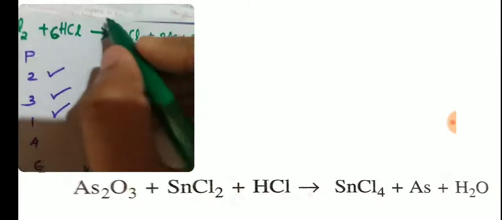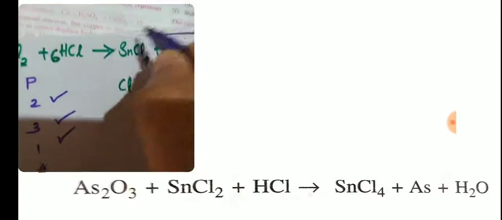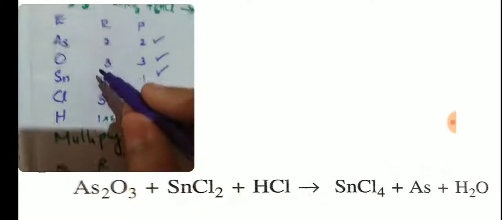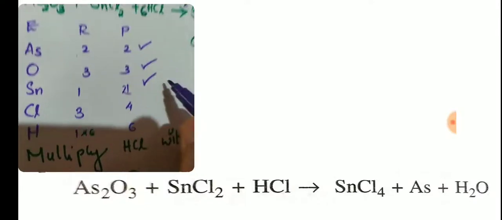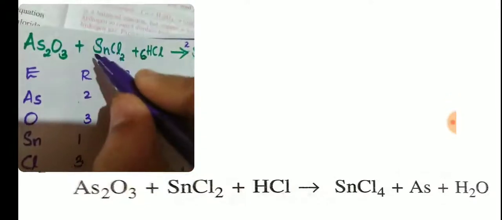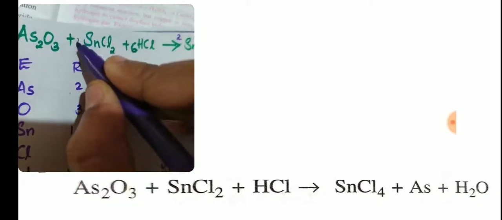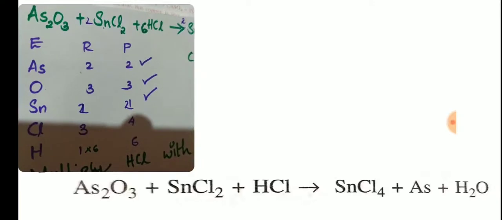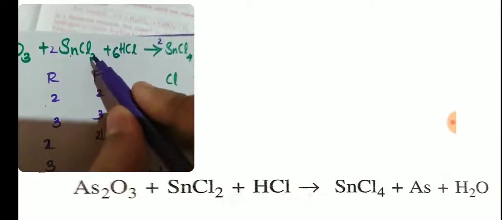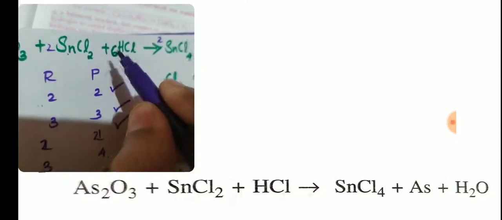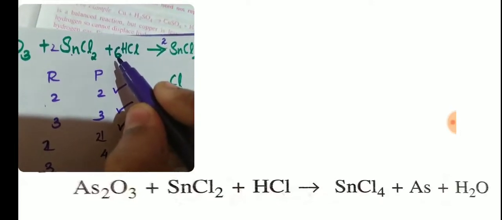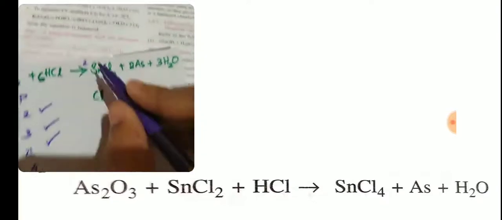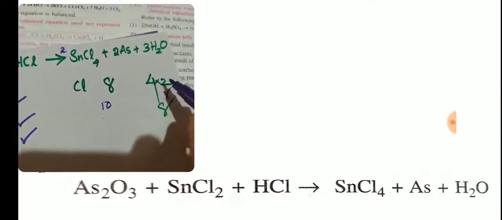But if I am multiplying here with 2, listen carefully, what happens? Sn will become 2. At the reactant side also I will multiply, so Sn will become 2 here also, right? Both sides 2 will come. But what happened to the chlorine? Here 2 2s are 4 chlorine, 4 plus 6, 10 chlorine will come. Chlorine will become unbalanced. Chlorine will become 10 here, but here only 8 is coming. So we cannot multiply with 2.